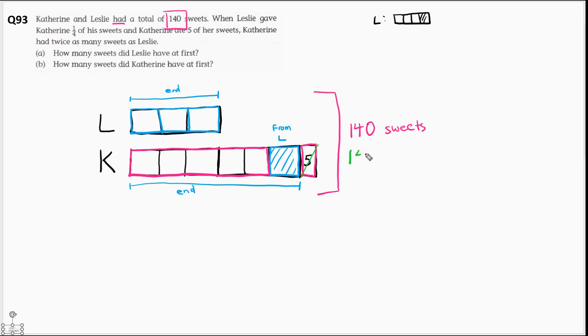So that would be 140. We take away that 5 and we end up with 135, which is the value of the remaining equal parts. How many of those are there? 1, 2, 3, 4, 5, 6, 7, 8, 9. So if we divide 135 by 9, we get 15, which is the number of sweets that each of these parts represents. Okay.